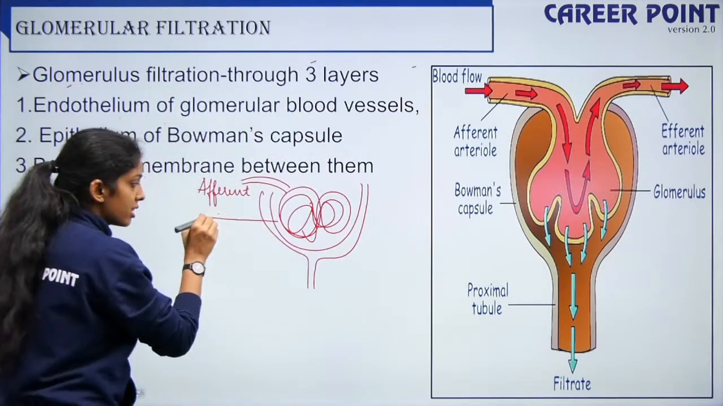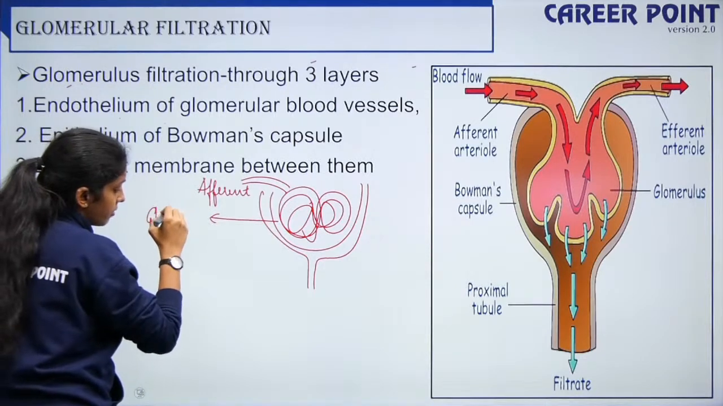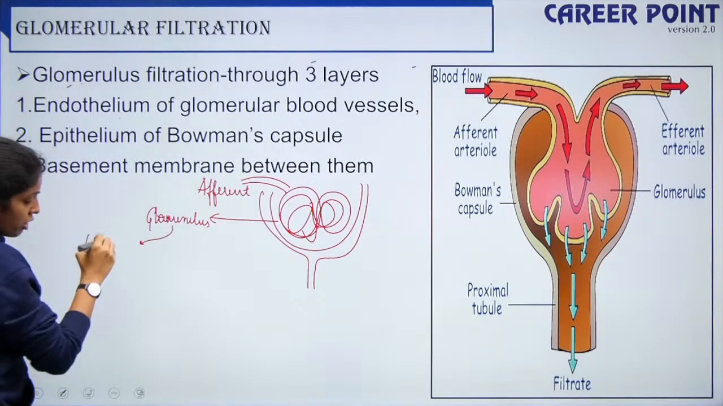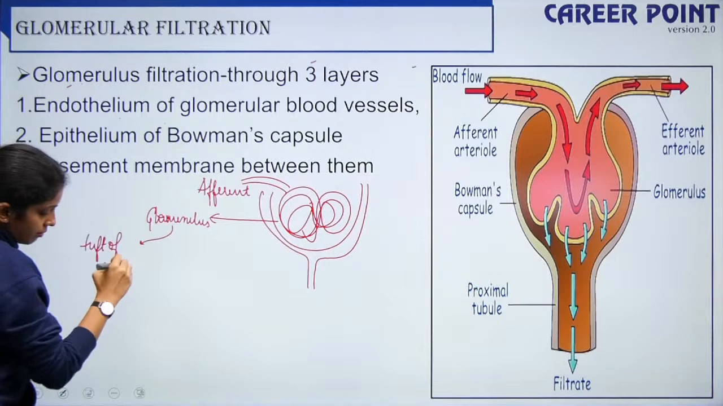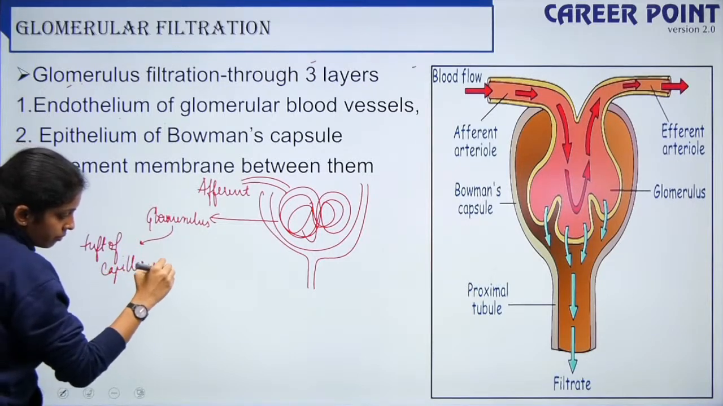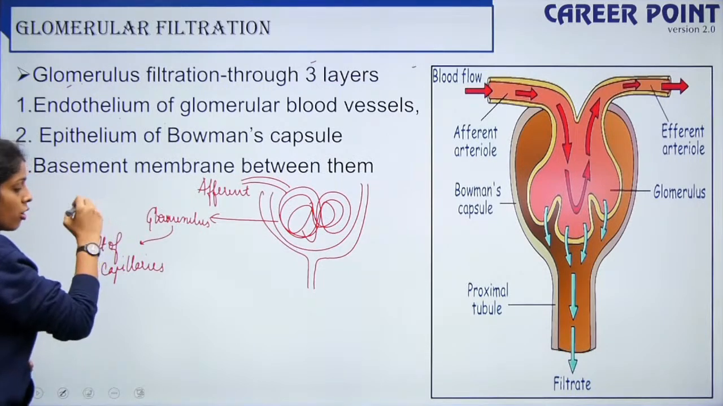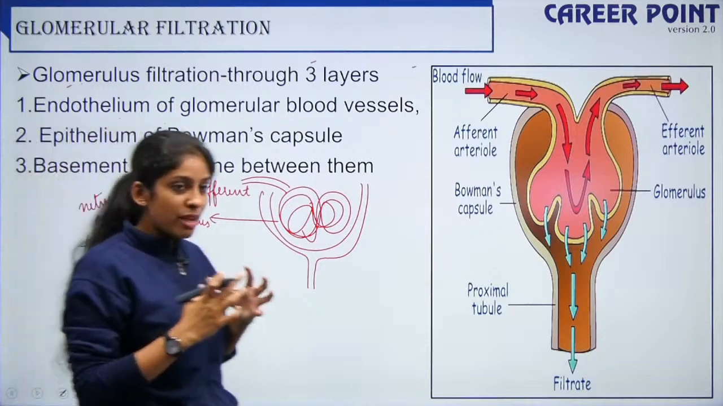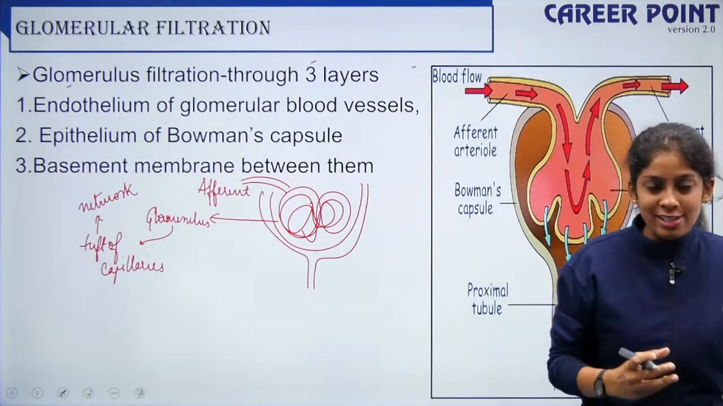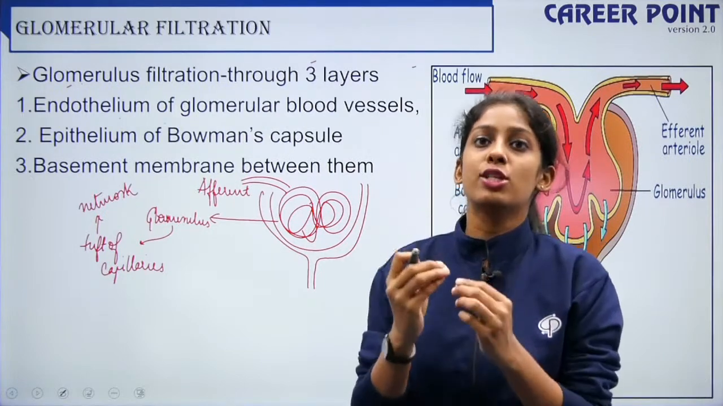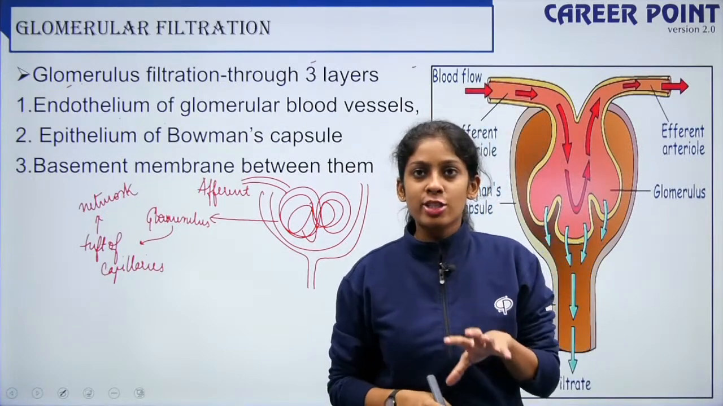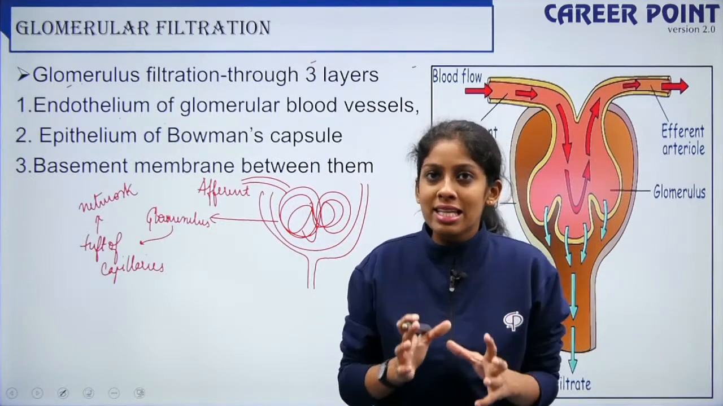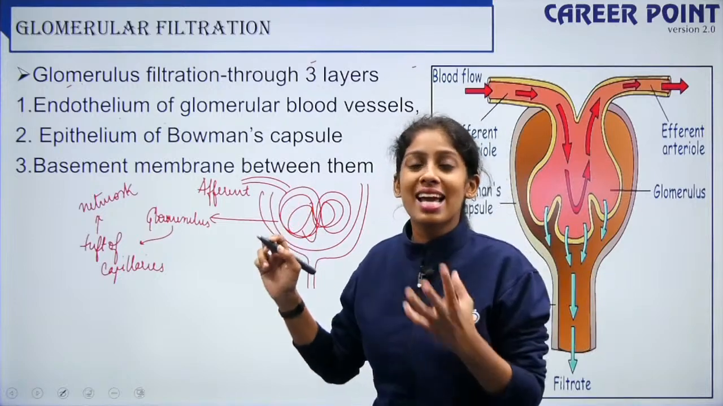So glomerulus is nothing but a tuft of capillaries, right? A tuft is nothing but a network of capillaries, right? So basically it is made up of blood vessels. The epithelial tissue that forms the lining of the blood vessel is known as endothelium. Epithelial tissue is a group or a system of tissue and it also lines the blood vessels. So the epithelial tissue that lines the blood vessels is known as the endothelium.